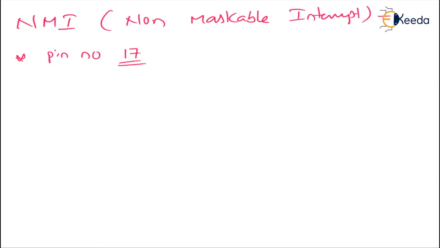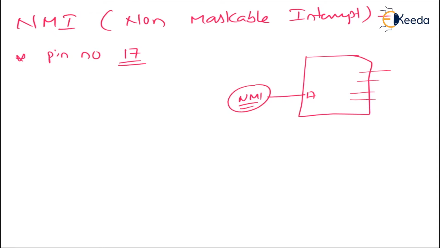Suppose the processor is doing some operation, right? When this NMI pin number 17 is activated, then the processor must first execute this interrupt. That is called non-maskable; we cannot ignore this interrupt. Whenever NMI is high, the microprocessor first executes this NMI interrupt, right?